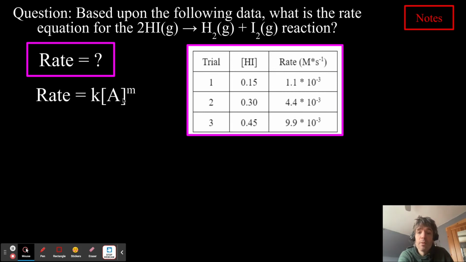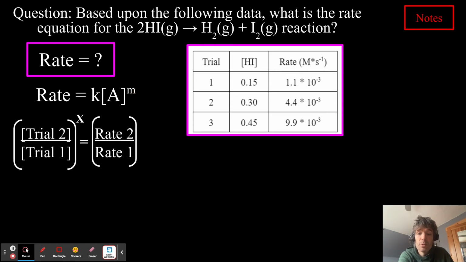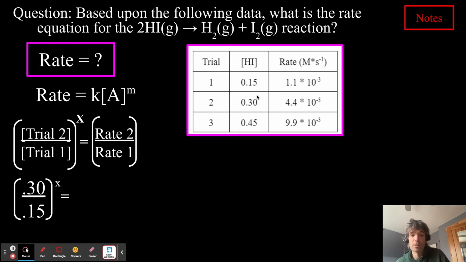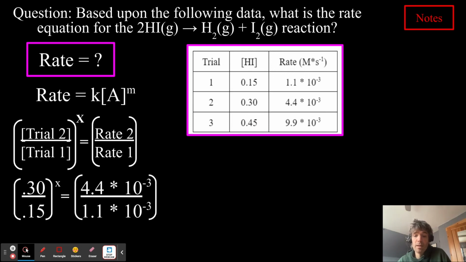So we have one reactant, and we're essentially solving for the order of the reactant. The first thing we would do is find two trials. We only have one reactant, so it doesn't really matter which two trials we use. I chose the first two. Then you plug in the rates and simplify. You can see that this is going to be 2, and this is going to be 4, because these exponents basically cancel out.